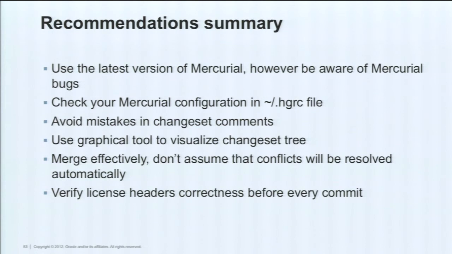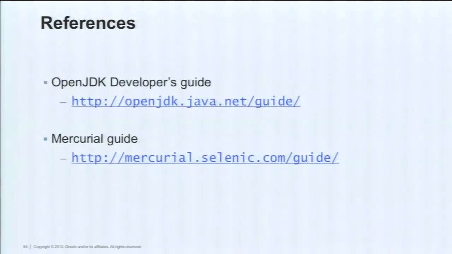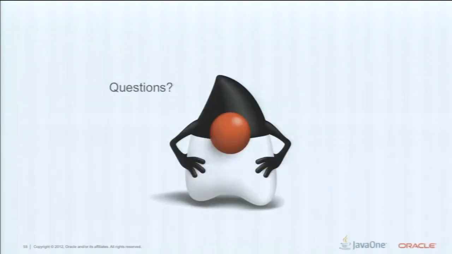And now I'm going to provide references to the OpenJDK Developers Guide. There are two references here, and also for the Mercurial Guide. I decided to provide just two references. If you just Google Mercurial and OpenJDK, you will find so many other sources of information. Also those links contain other information and links to other sources. Okay, so that's it. If you have any questions, you may ask.